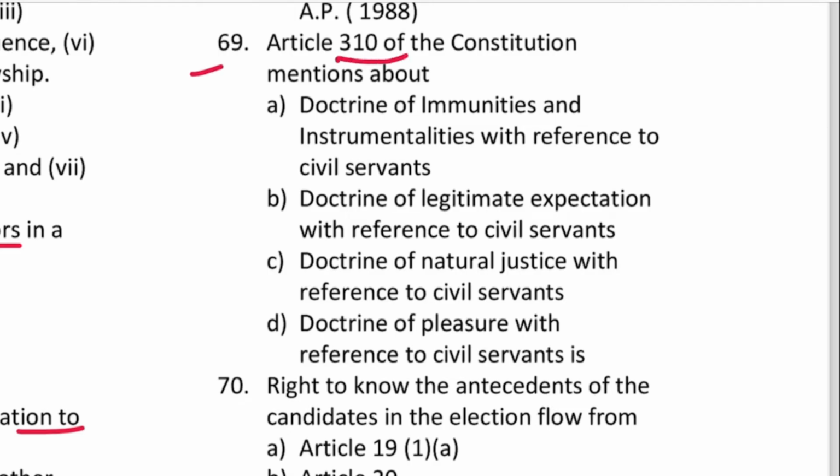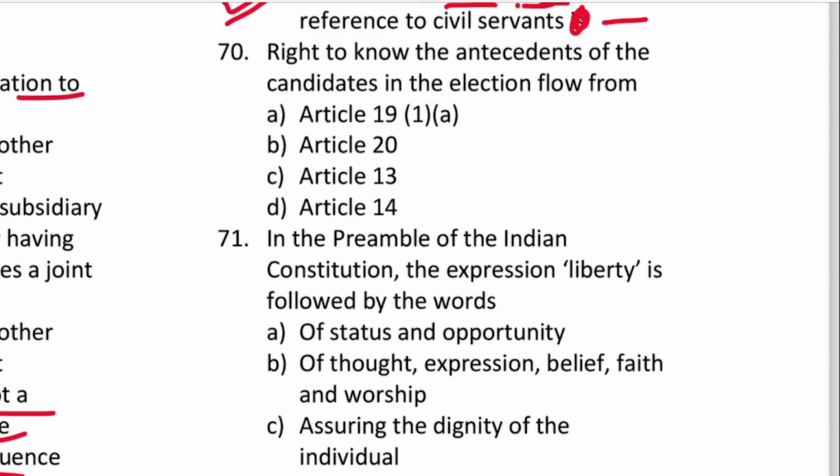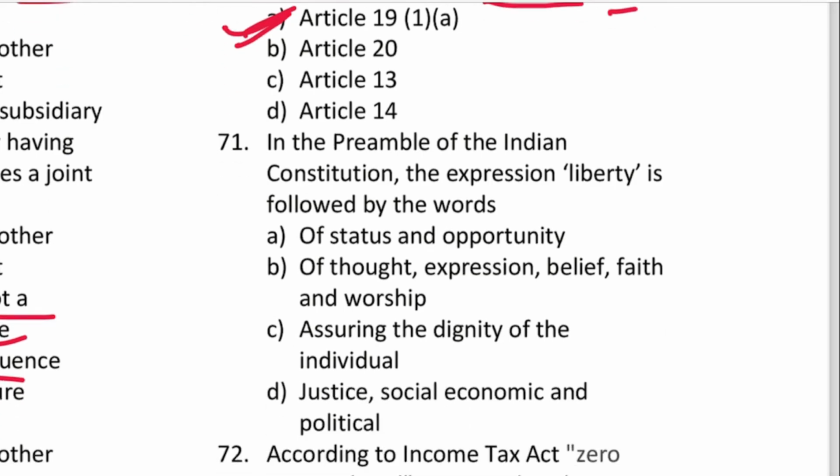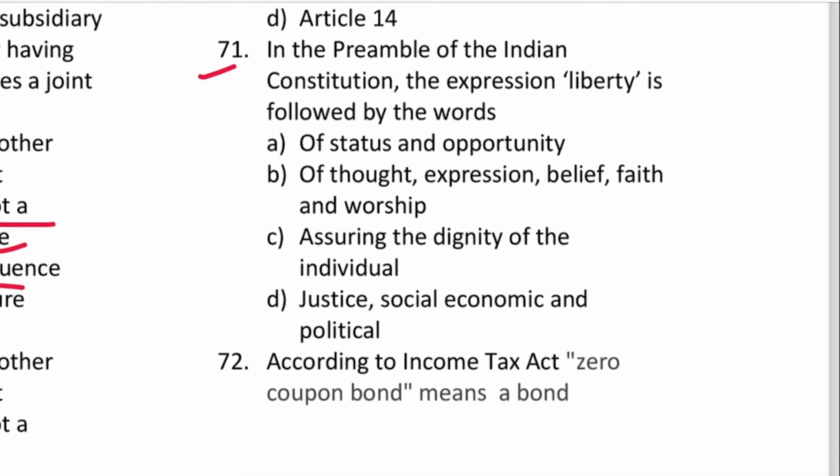Next 69, Article 310 of Constitution mentions about doctrine of immunities, legislative expectation, natural justice या फिर doctrine of pleasure with reference to civil servant. D is the answer. Next 70, right to know the antecedents of the candidate in the election flow from 191A. A is the answer. Next 71, in the preamble of the Indian Constitution, the word liberty is followed by the words thought, expression, belief, faith, worship. B is the answer.